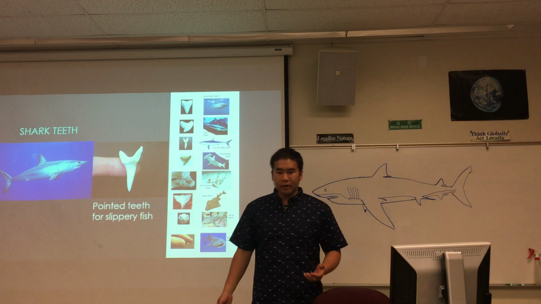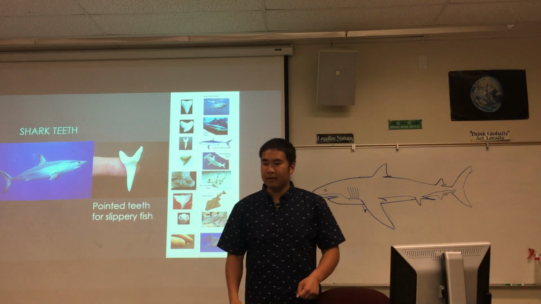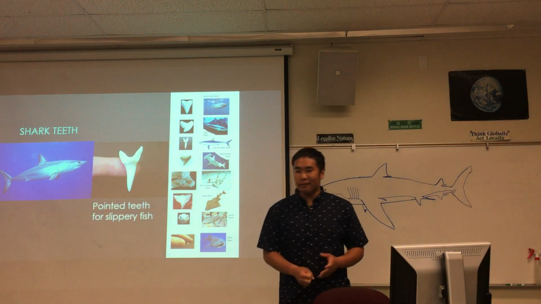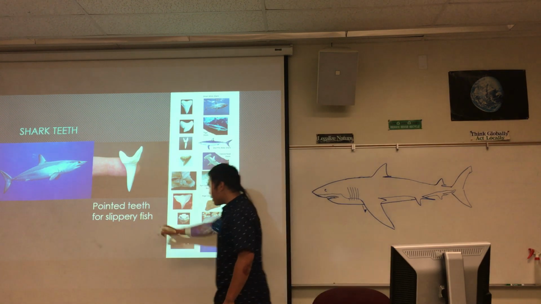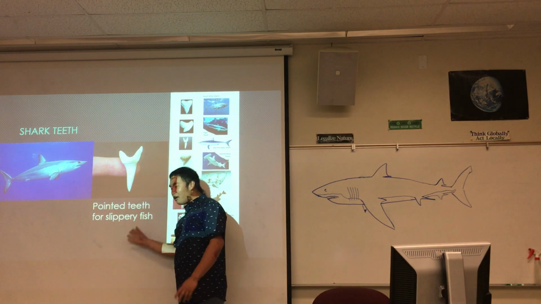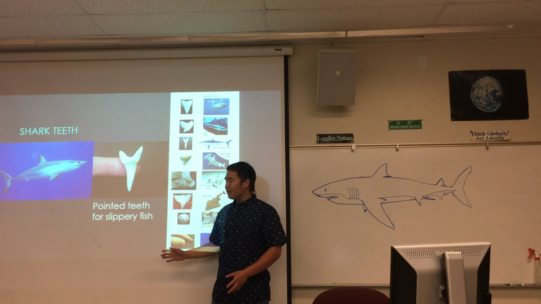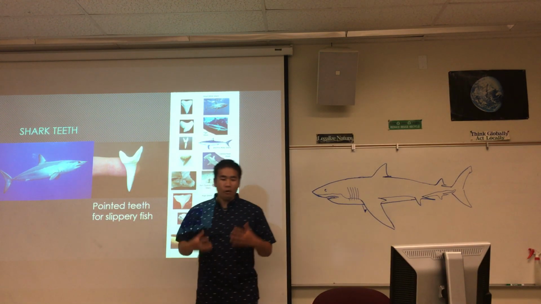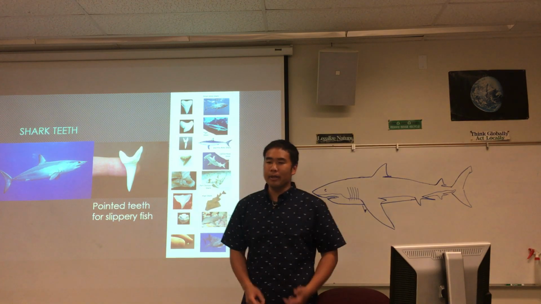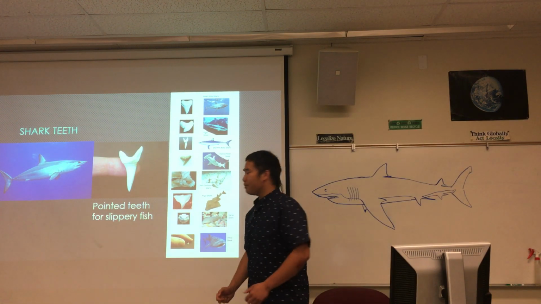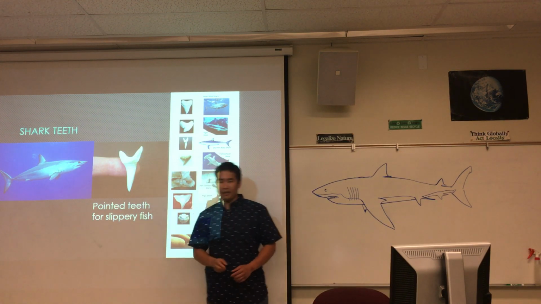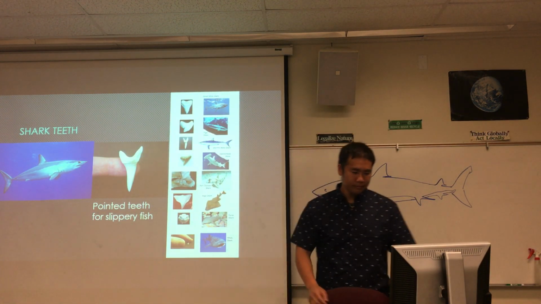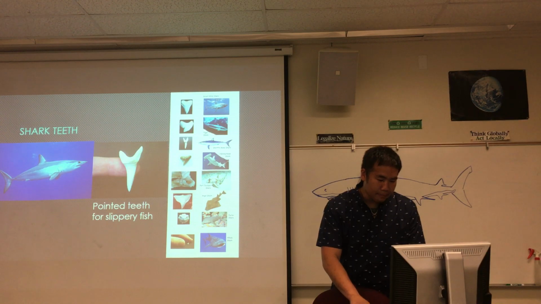And what do you do with a fork? You stab your prey or your food so it doesn't move, so it doesn't slip out, okay? So it's for slippery fish. You're trying to eat small, slippery fish, and this kind of tooth holds the prey. It stabs them and holds them in place, which is good. So stabbing and holding slippery fish, that's this one. And then the last type of tooth is this.